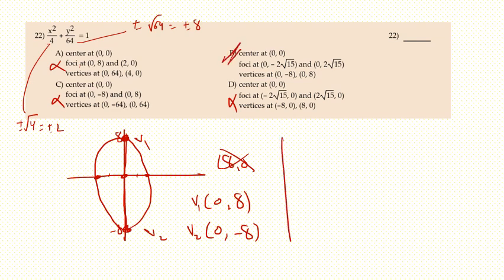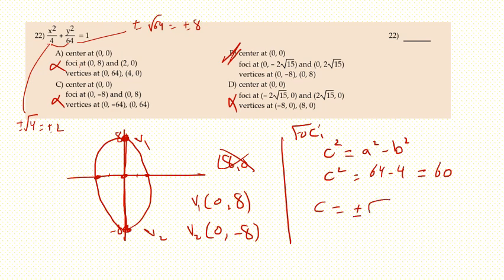How to find the foci? Again, to find the foci, I need to find c squared, which is equal to a squared minus b squared. It's the difference between the two numbers here. So it's 64 minus 4. So c is equal to positive and negative root of 60, which is equal to positive and negative 2 root of 15. So as we can see, the foci are (0, 2 root 15) and (0, negative 2 root 15).